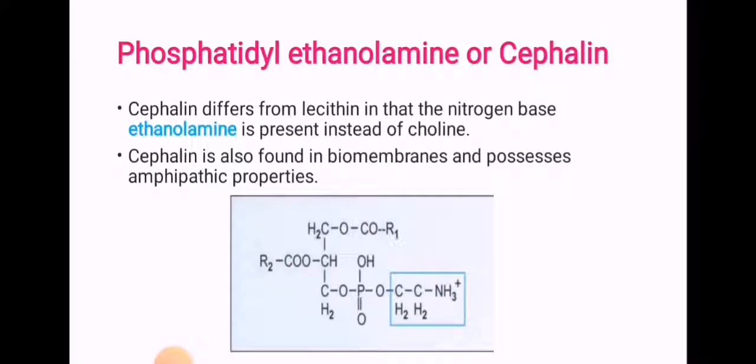Then apart from lecithin, what is the other phospholipid? That is phosphatidylethanolamine, otherwise called cephalin. Cephalin differs from lecithin in that the nitrogen base is different: ethanolamine is present instead of choline. Cephalin is also found in biomembranes and possesses amphipathic properties.